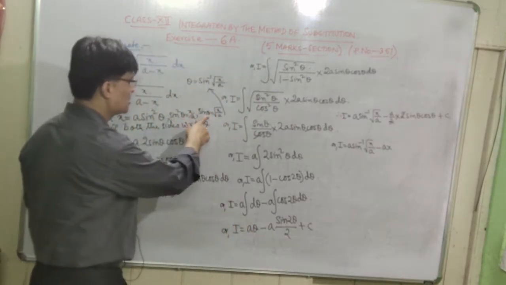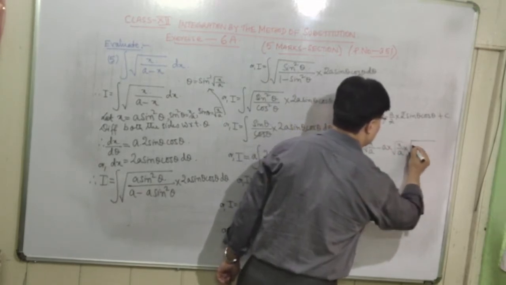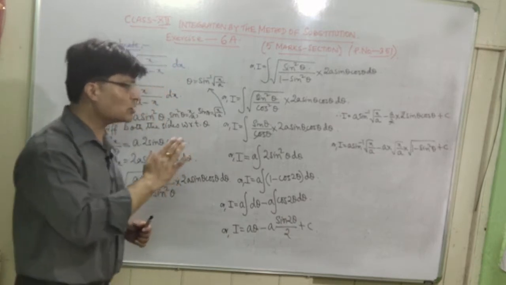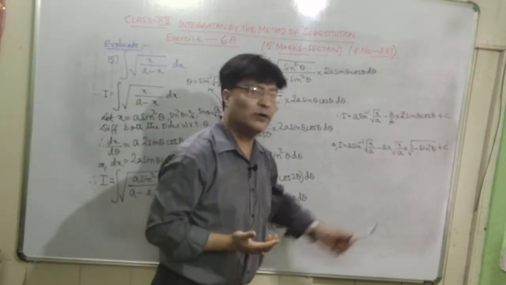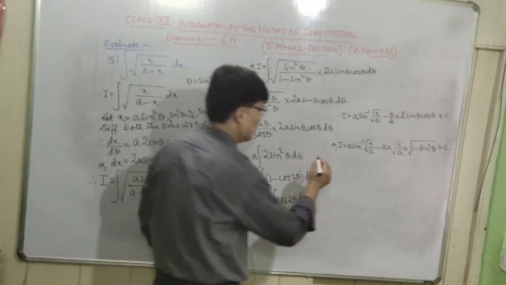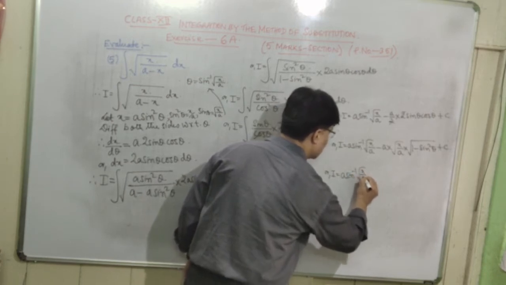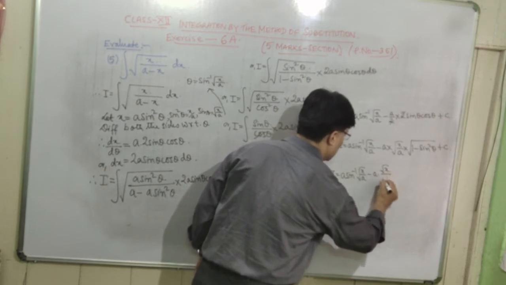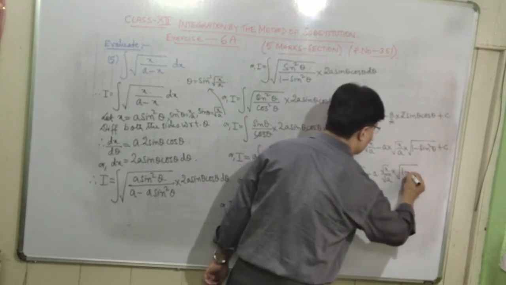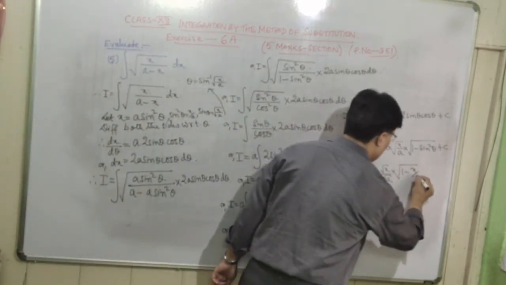what is the value for sine theta? Sine theta is root over x by a. It is root over x by a into, what is cos theta in terms of sine? It is root over 1 minus sine square theta. So you express cos theta in terms of sine theta. That is your root over 1 minus sine square theta. So that we can put the value for sine square theta as x upon a. So let us simplify it further. I is equal to a sine inverse root over x by a minus a into, this is root over x upon root over a, right? Into root over 1 minus, what is sine square theta? Here sine square theta is x by a. You can write x by a here. Then we can write plus c.